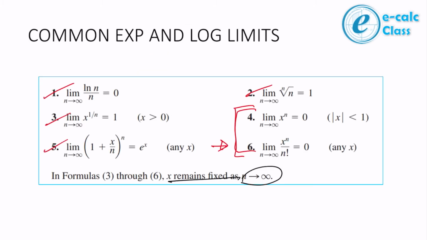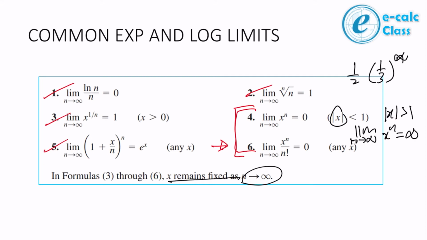Then I'm going to skip number 4, because number 4 is like common sense, isn't it? If the absolute value of x is a fraction like 1 over 2, 1 over 3, and you raise it to n, a very big power, then you get 0. Eventually it will converge to 0. It has something to do with geometric series, so I'm not going to talk about this. But if the absolute value of x is greater than 1, you know that the limit as n approaches infinity of x to the n is going to be infinity, positive or negative depending on your x. So this is all for number 4.